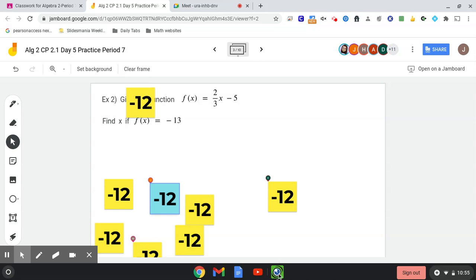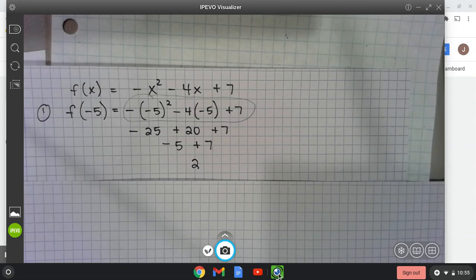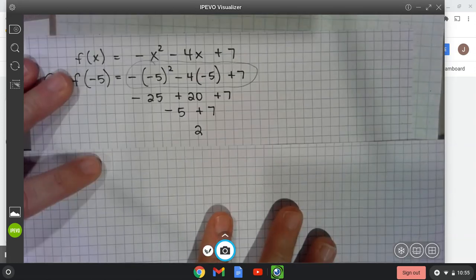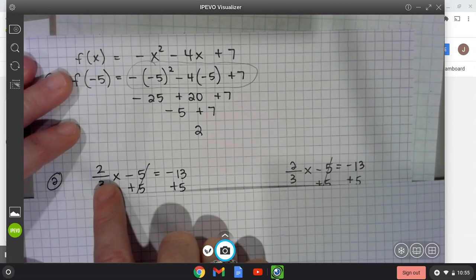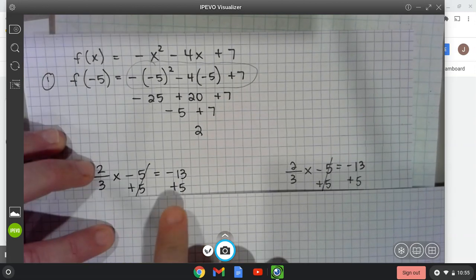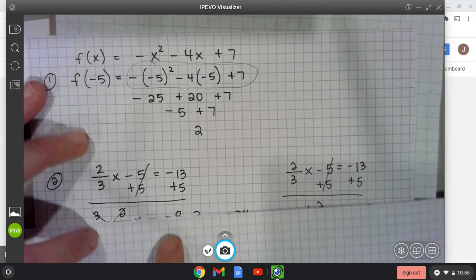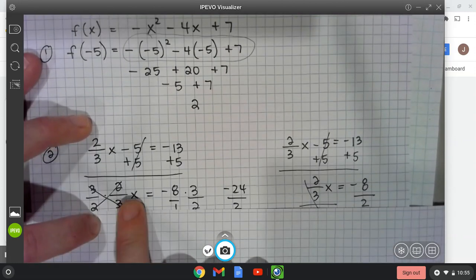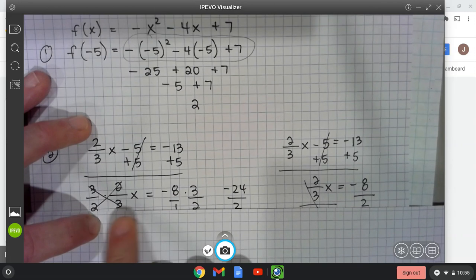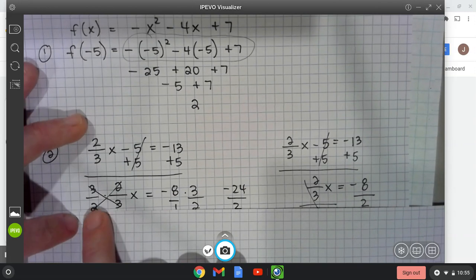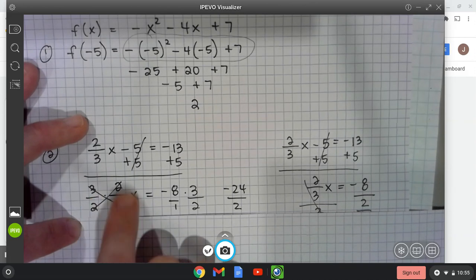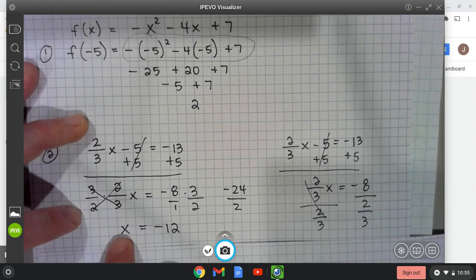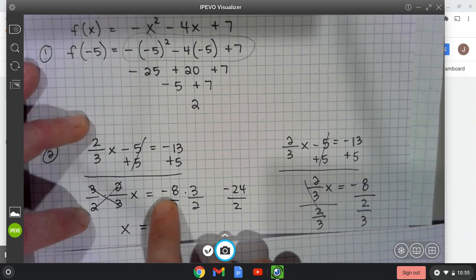All right, so let me go over to the work to show you if you need to see the work. So now in this case, in order to find out who went in to make negative 13 come out, you have to take the actual written rule, the function, and set it equal to negative 13. So I'm going to add 5. Then you end up getting 2/3 x equals negative 8. And then what I did to get x by itself is I times both sides by the reciprocal of 2/3, which was 3/2. So that cancels and gets me just x. And then on the right side, I put negative 8 over 1.